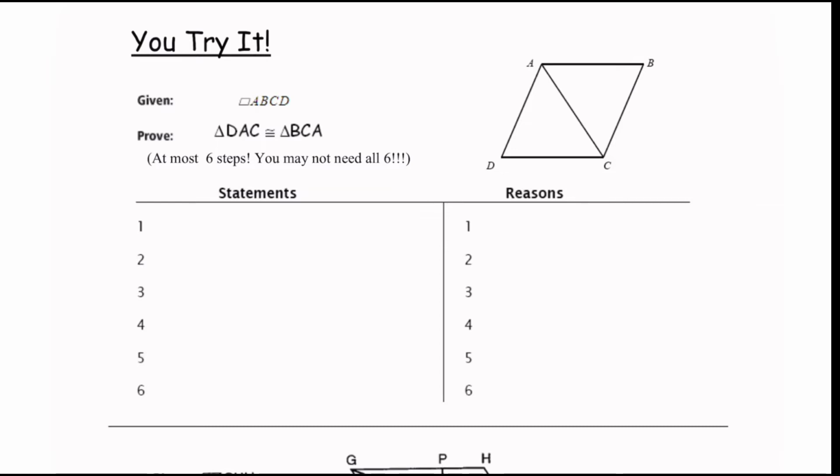Alright, so we start off by whatever is given to us is going to be what we write in our first statement. So ABCD is a parallelogram. That's given. Great. We're trying to prove that the two triangles connected here are congruent to each other.